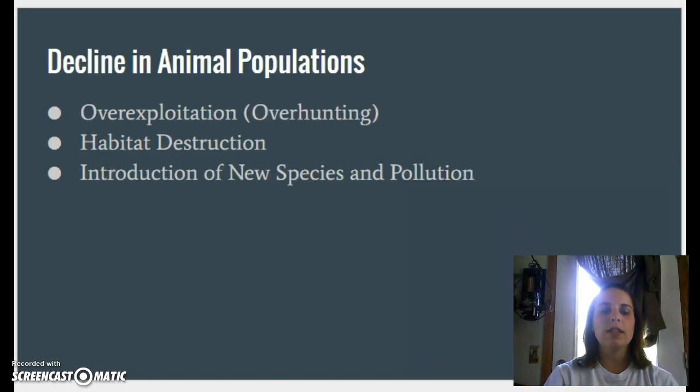When we think about declining animal populations, the number one way we've done that is through overhunting or overexploitation. We've also destroyed a lot of habitats and introduced new species and pollution.